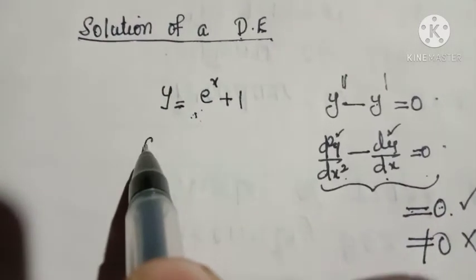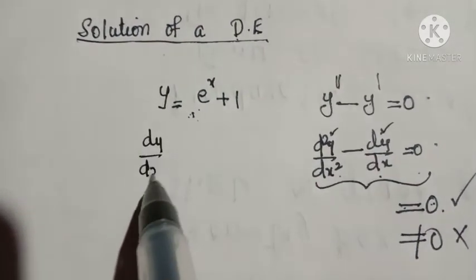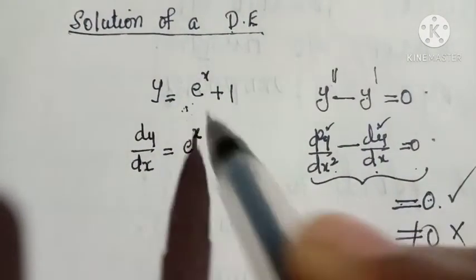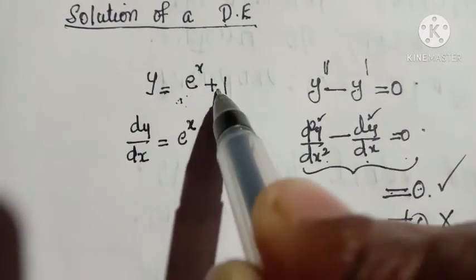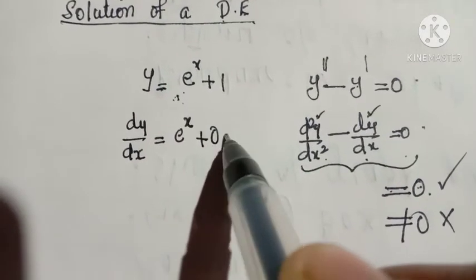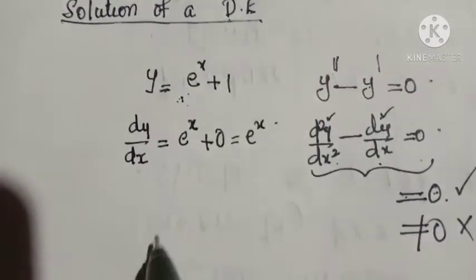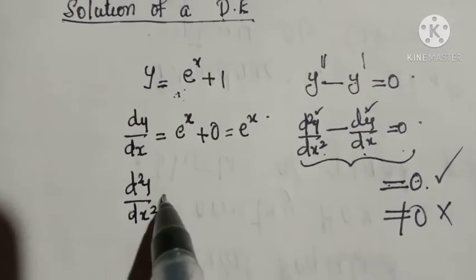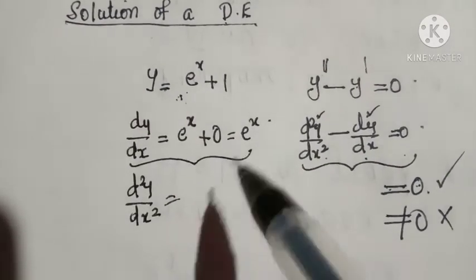So let's see the first derivative dy by dx. What is the first derivative? Derivative of e raised to x is e raised to x. Derivative of 1 is 0. Now find second derivative. So differentiating this one again.